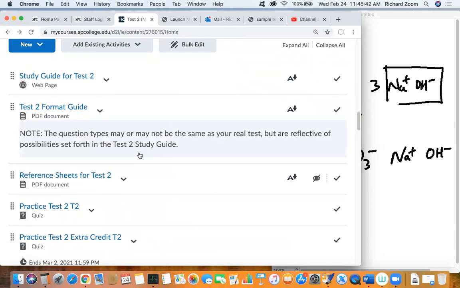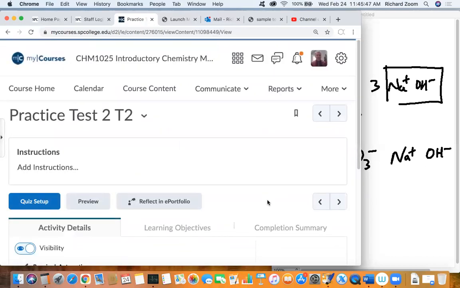What else have we got? Let's look at practice test 2. Remember that test 2 is the same test. I'll say it again, it's the same test. Why wouldn't people do the practice test to study for the real test? Just one more time, it's the same test.